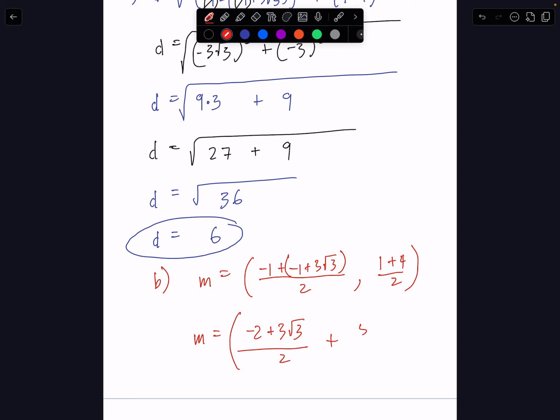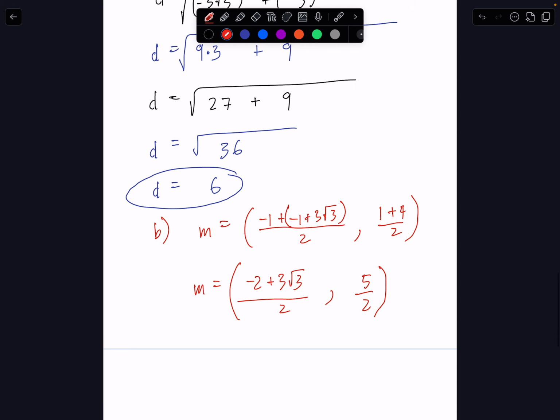Plus 1 plus 4 is 5 over 2. Oops, I'm sorry. This is a comma, not a plus. 1 plus 4 is 5 over 2. 1 plus 4 is 5, and then divide by 2 is 5 over 2. Okay, that looks pretty much it. I'm okay with this format.